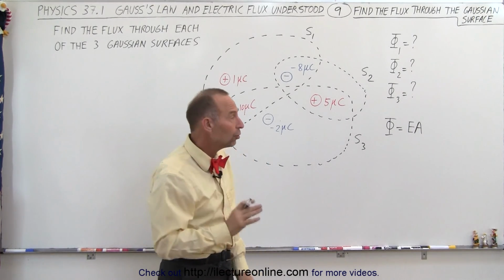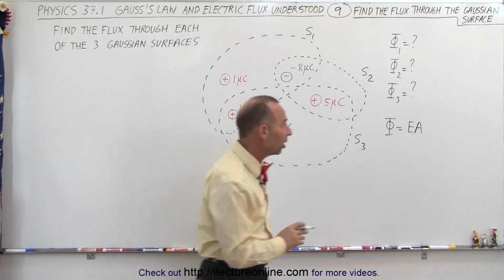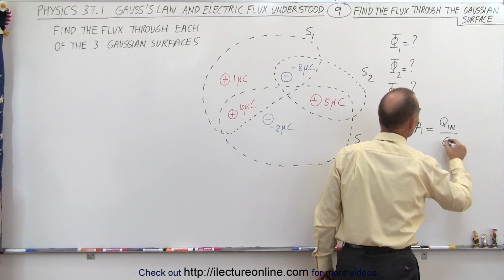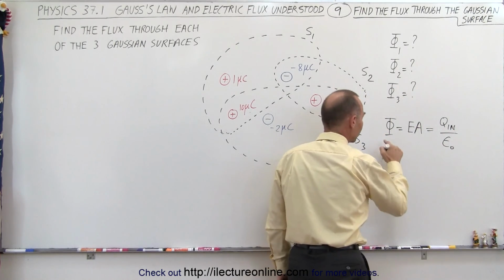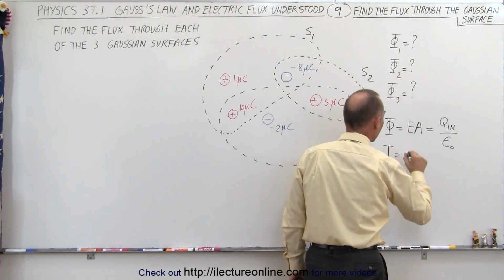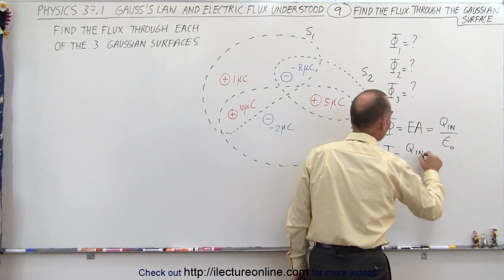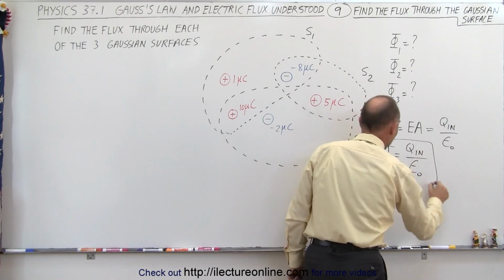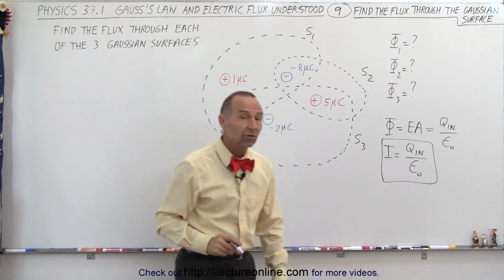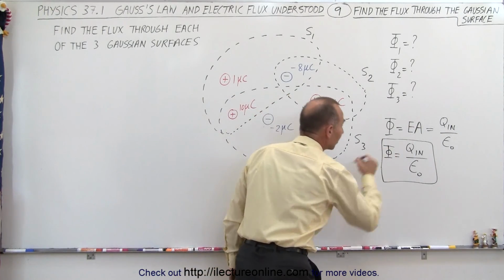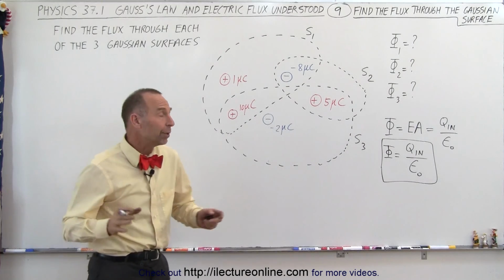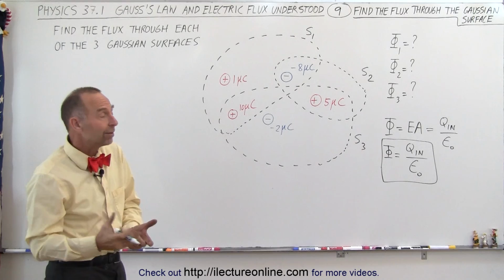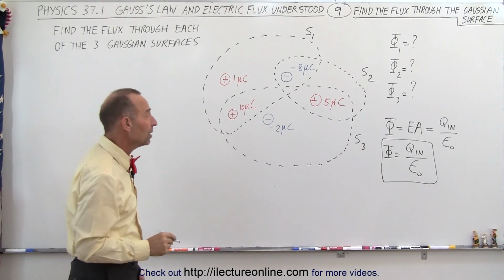However, we also know that using Gauss's law, this must be equal to Q inside divided by epsilon sub naught. In other words, the flux through any of the surfaces only depends upon the charge enclosed by the Gaussian surface, divided by epsilon sub naught, which is a constant. So all we need to do is simply sum up all the charges inside each surface divided by epsilon sub naught, and we have the flux through each of the 3 surfaces.